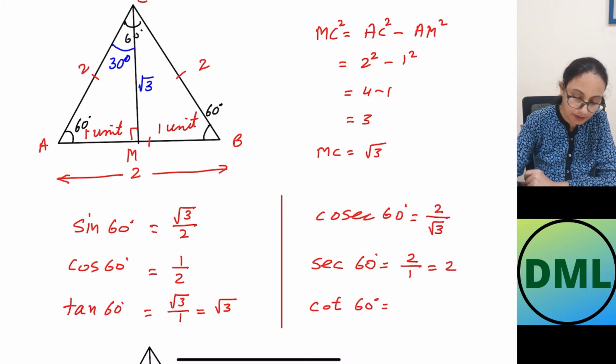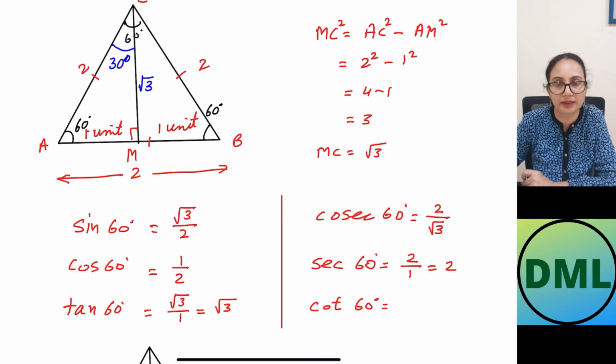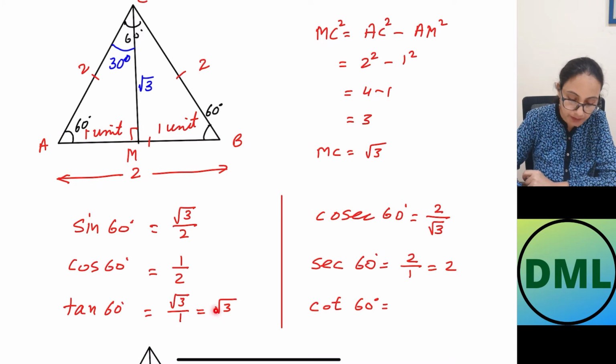Now I will write down cot 60 degrees. Cot theta is 1 over tan theta. So cot 60 degrees is 1 over tan 60 degrees. So that means I need to flip my answer. So if this is root 3, my answer for cot 60 degrees is 1 over root 3.